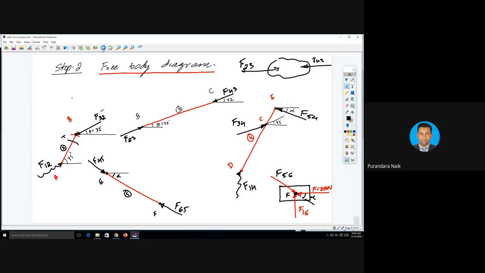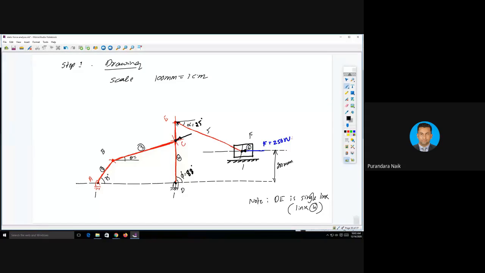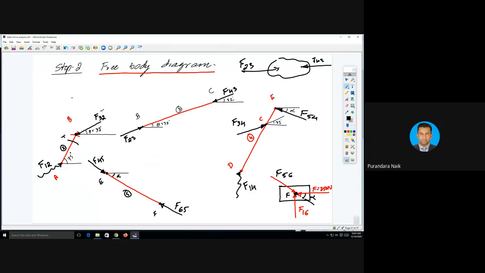See, on link number 4, we have 3 different points. One is C, one is E, another one is D. D is connected to link number 1, so I don't know the direction of F14. You forget it, you just show it as a zigzag. But point C is there, no? That point C is a common point on link number 4 and link number 3. Please listen to me, it is a very, very important step.